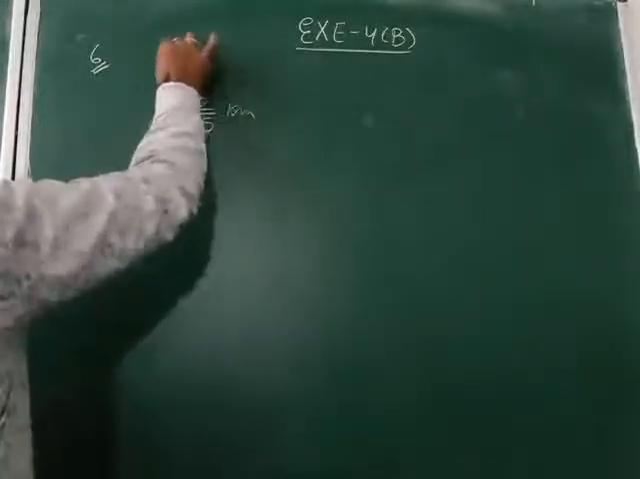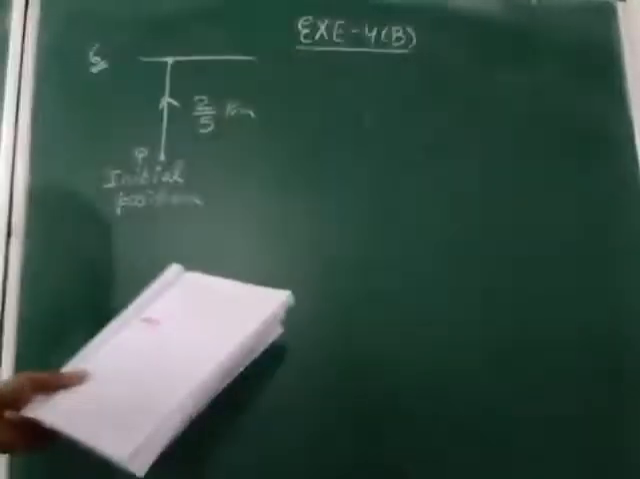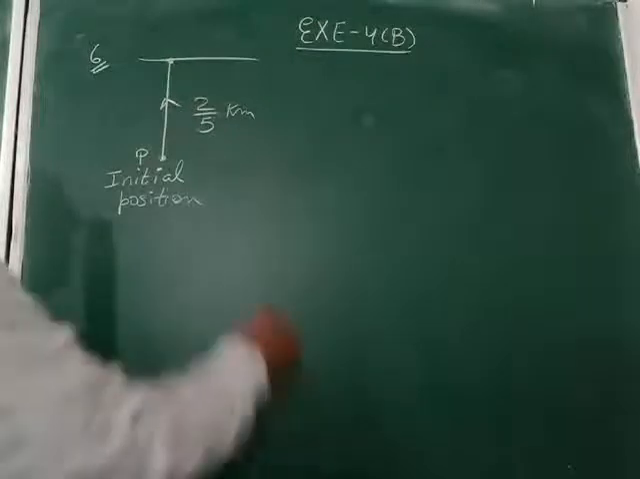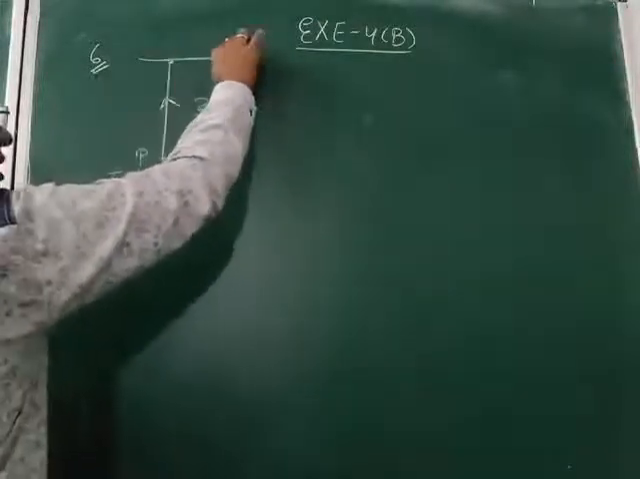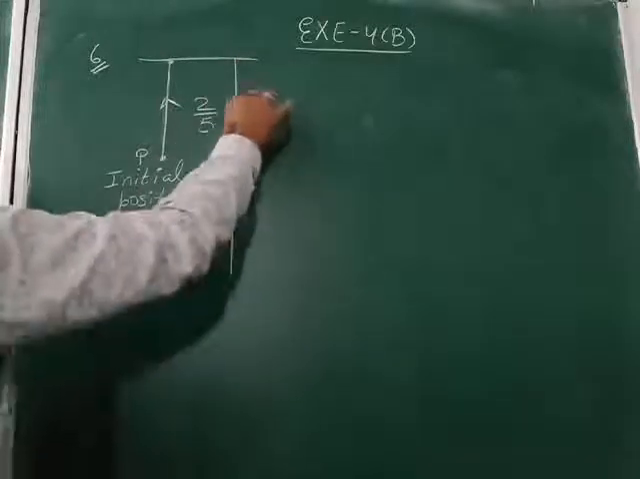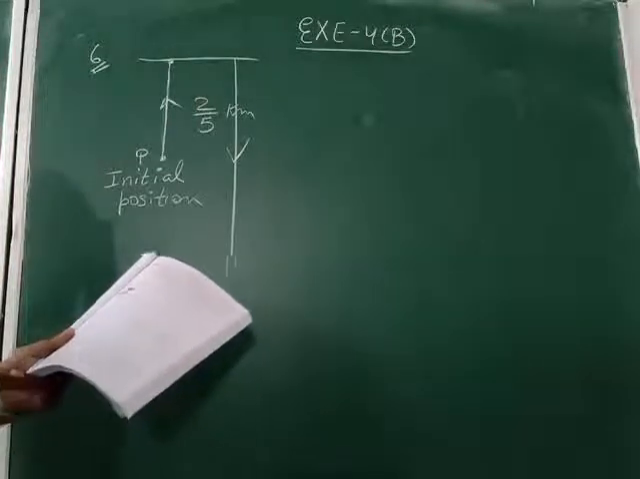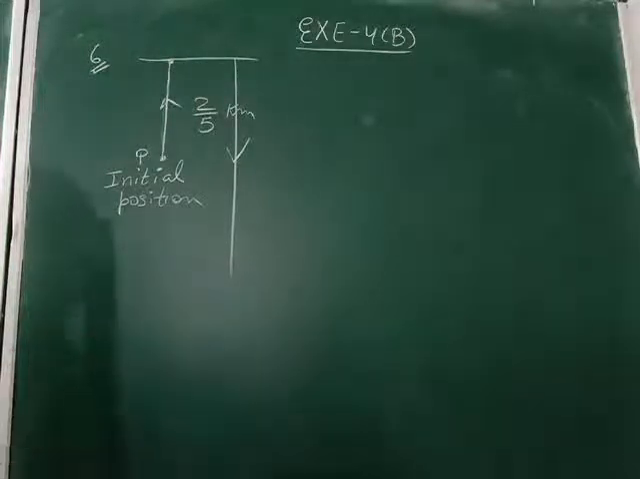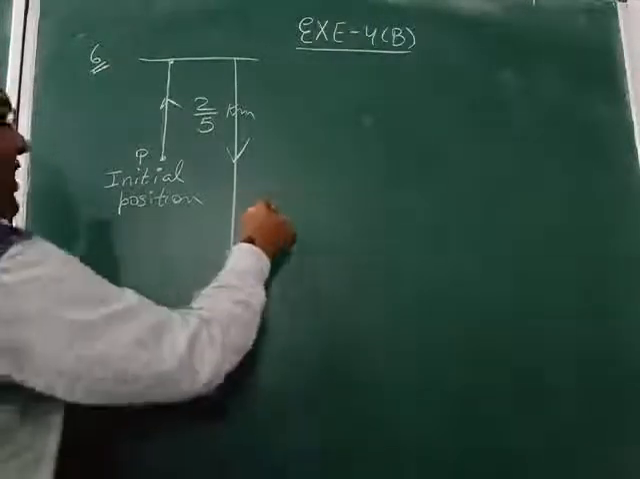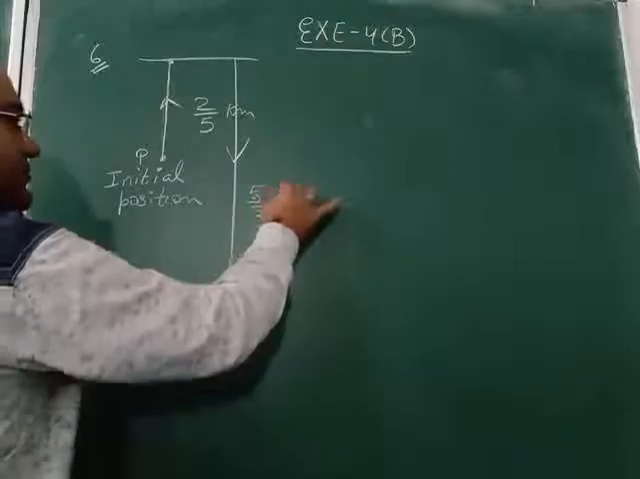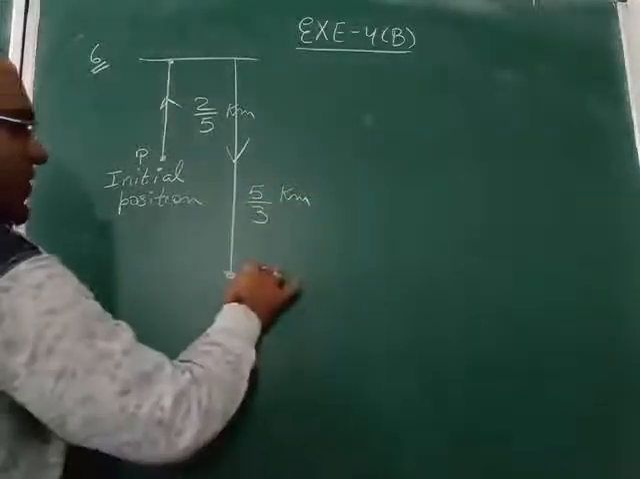After reaching this point, he took a turn, and after that he went toward the south. First he went in the north. After reaching here, he took a U-turn, and after that he went in the south direction. How much distance? 1 whole 2 upon 3 km. 1 whole 2 upon 3 means when we change this, we will get 5 upon 3. And he reached here. So this is his final position.